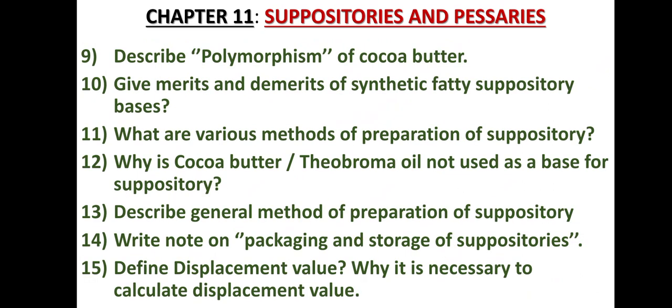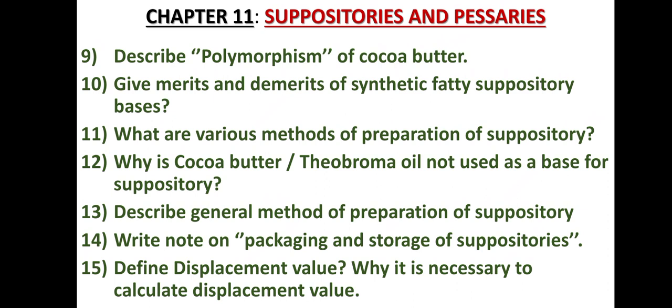Coming to 9th question in same chapter, that is suppositories and pessaries. 9th question, describe polymorphism of cocoa butter. 10th question, give merits and demerits of synthetic fatty suppository bases. 11th question, what are various methods of preparation of suppository? 12th question, why is cocoa butter or theobroma oil not used as a base for suppository?